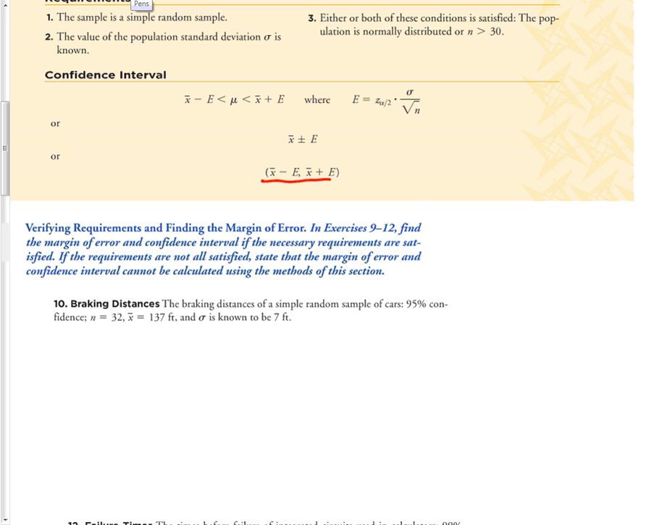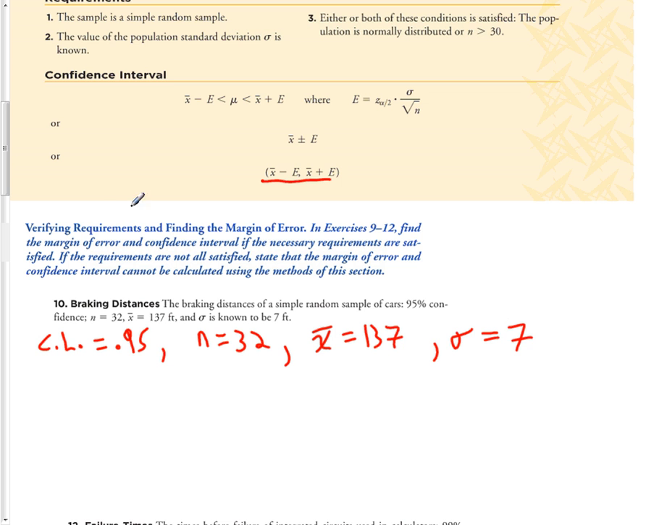So for number 10, let's see what we have. Braking distance. The braking distance of a simple random sample of cars. So we have a 95% confidence level. So my confidence level is 0.95, 95% confidence level. And we have a sample size of 32. So n is equal to 32. And they also give us x bar. X bar is 137 feet. And it says that sigma is known. So we know that sigma is equal to 7 feet.